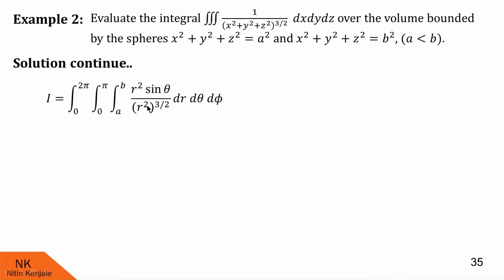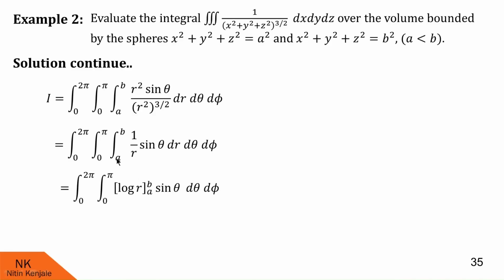This will be r square raised to 3 by 2, that is r raised to 3. r square upon r cube is 1 by r, and integration of 1 by r is log r over the limit a to b. When we substitute these limits in r, we will get log b minus log a, which is log b by a, which is constant that we can take out.